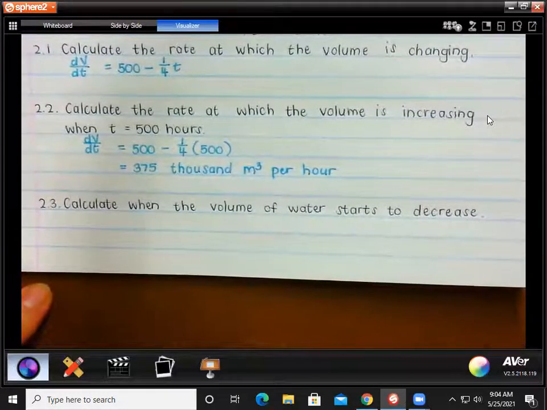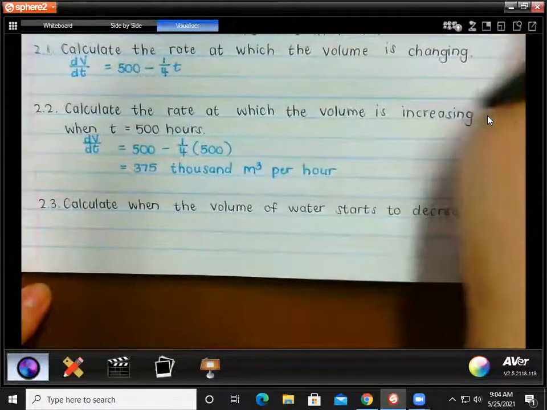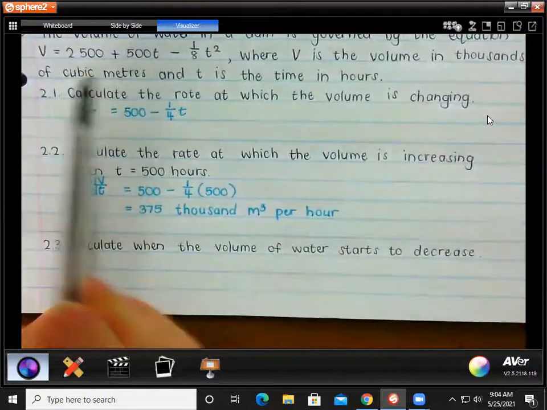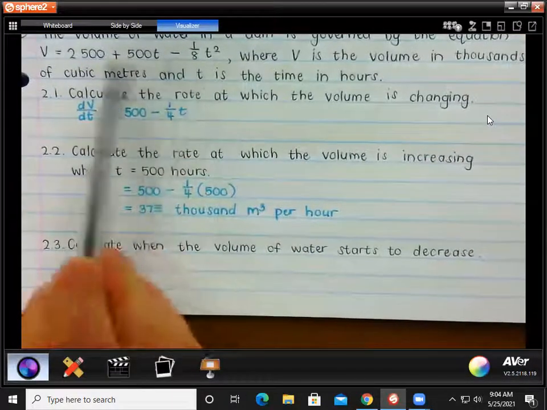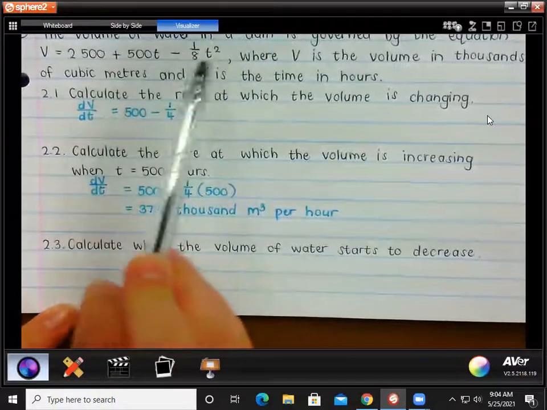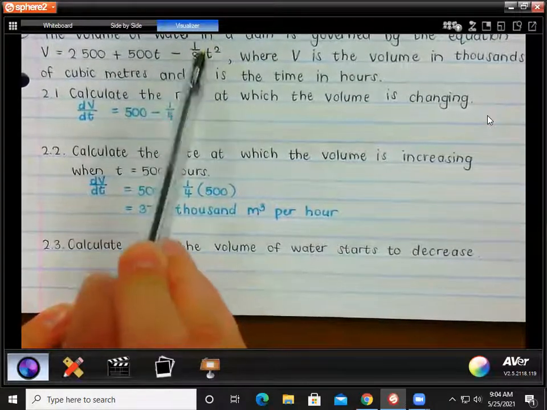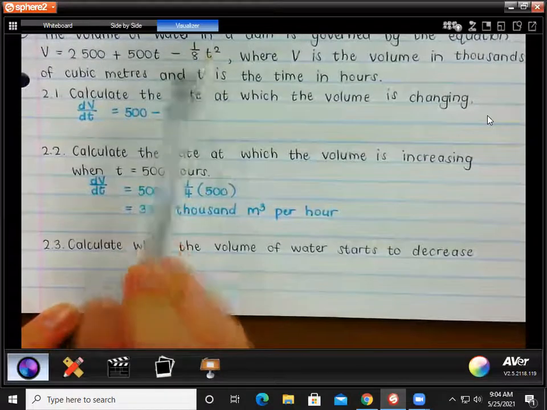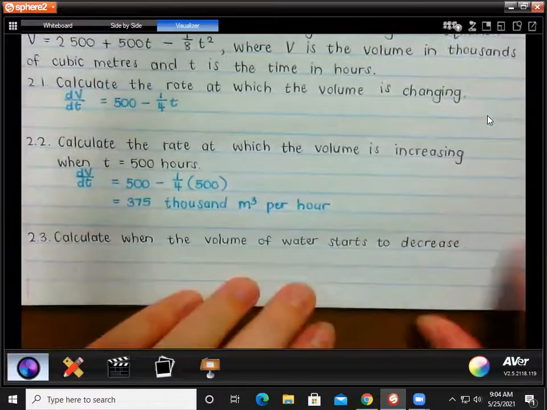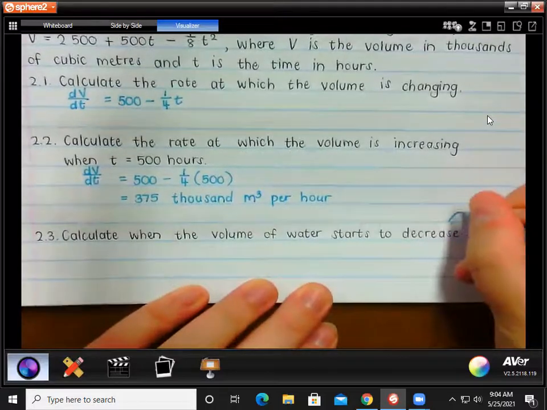Now guys, calculate when the volume of water starts to decrease. I mean, what are they even asking here? Let's look at the function that they've given us. What type of graph would this function be if we had to draw this? A parabola, but do we see that our A value is negative? All right, so it would be a negative parabola, so it would be a sad face. It would be this kind of situation.